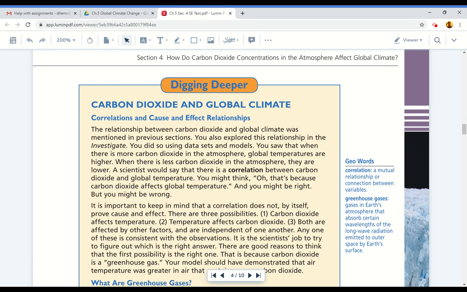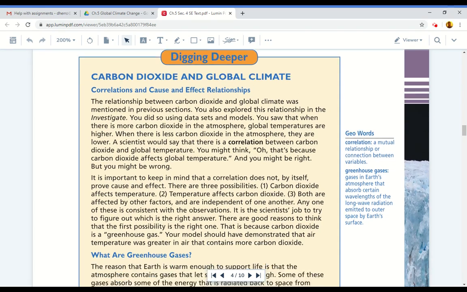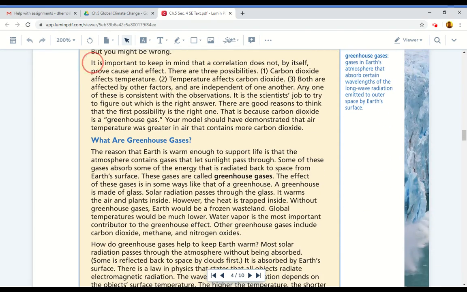You might think, oh, that's because carbon dioxide affects global temperature, and you might be right, but you might be wrong. It is important to keep in mind that a correlation does not, by itself, prove cause and effect. There are three possibilities. Number one, carbon dioxide affects temperature. Number two, temperature affects carbon dioxide. Number three, both are affected by other factors and are independent of one another. Any one of these is consistent with the observations.